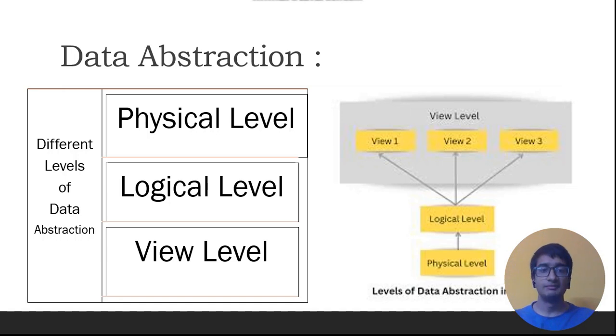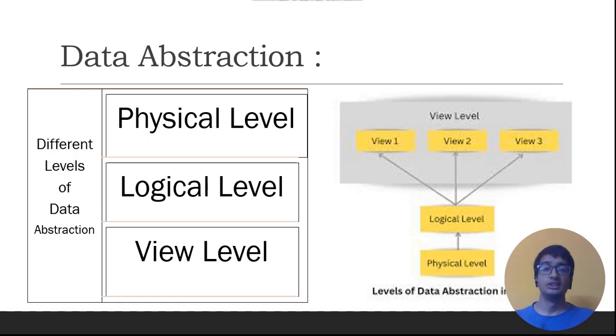The first one is the physical level. It is the lowest level of data abstraction. It basically describes how the data is actually stored in the database, including the details of data storage and access paths. The characteristics are it describes the physical storage of data on hardware devices. It also includes the details of file structures, indexes, data compressions, and other hardware level data management techniques. It is managed by the Database Administrator (DBA) to optimize performance and storage utilization.